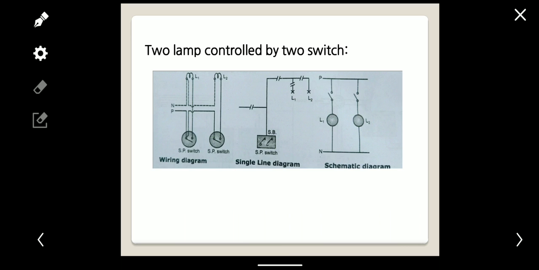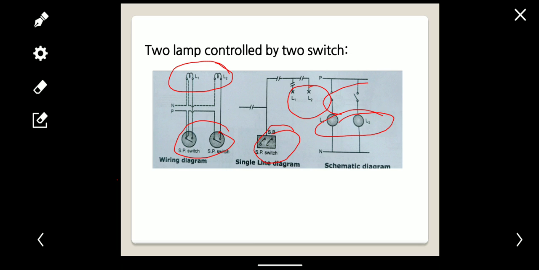Next, two lamps controlled by two switches. It is similar to the previous one. Here also this is the wiring diagram. That wiring diagram is equivalent to the single line diagram, and the single line diagram and wiring diagram are equivalent to the schematic diagram. Here also these are the lamps. These two lamps are controlled by these two switches.